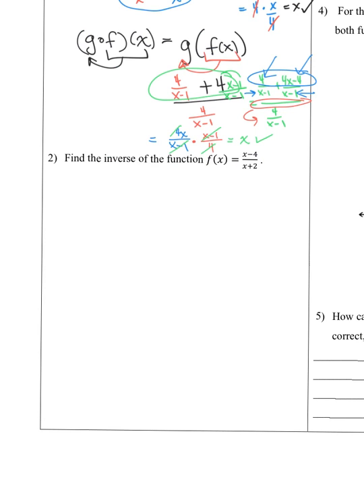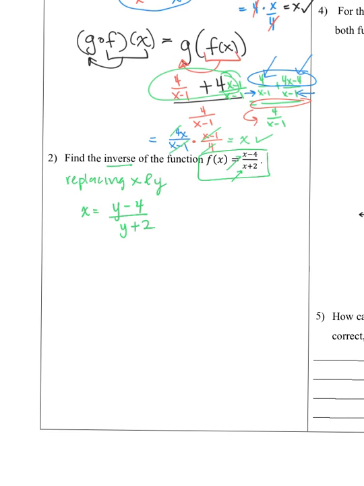For this next problem, we're trying to find the inverse of this rational function. Now, because there's an x in 2 spots, it's a little harder to try and just use the words to try and write the inverse. So here we're going to actually do it algebraically by interchanging or replacing x with y. And so that will look like x is equal to y minus 4 over y plus 2.